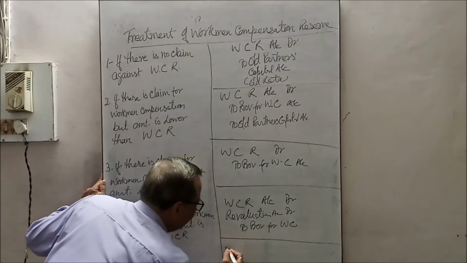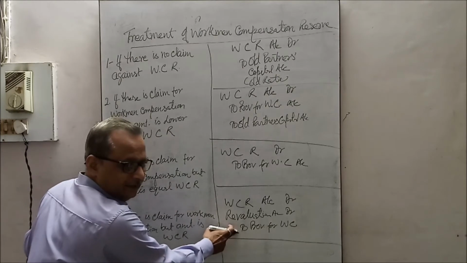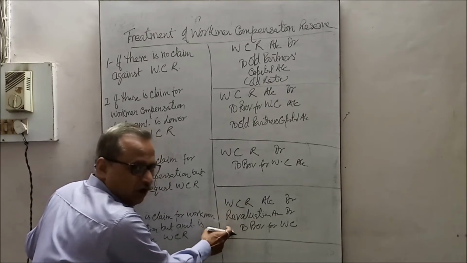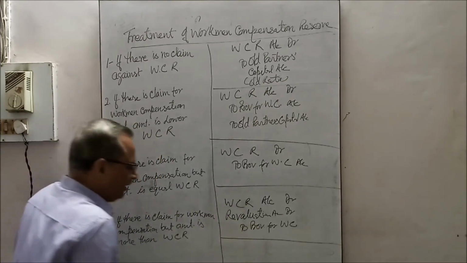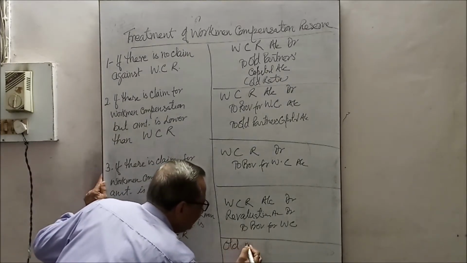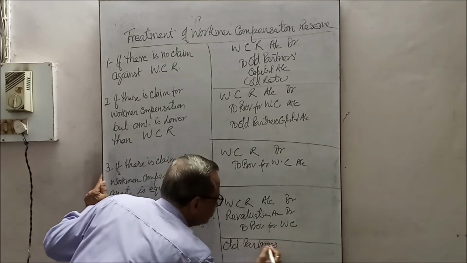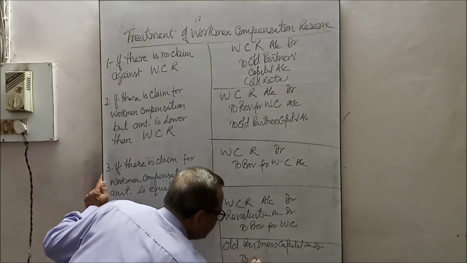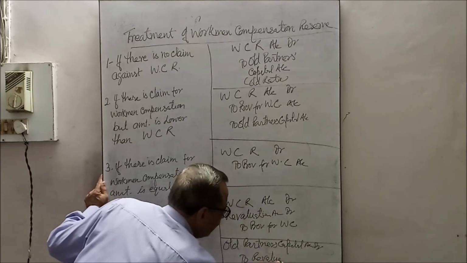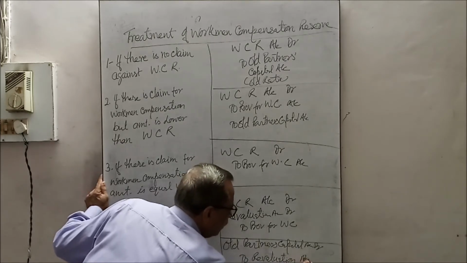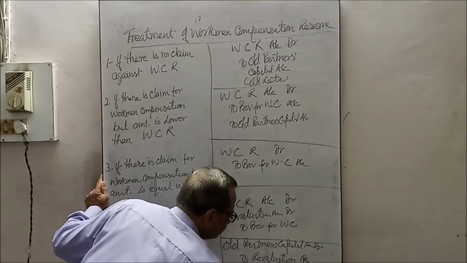And lastly, that revaluation is created for the workmen compensation, then this revaluation is a loss for the firm. So that should be charged to the old partners capital account. Old partners capital account debit to revaluation account in old ratio. This is to be done.